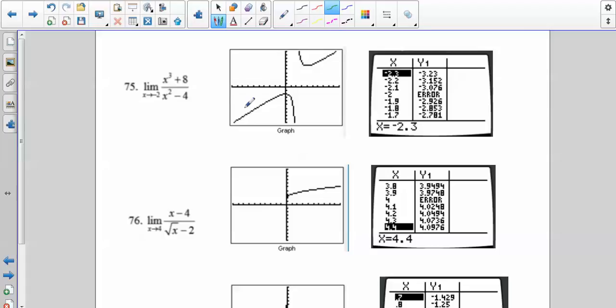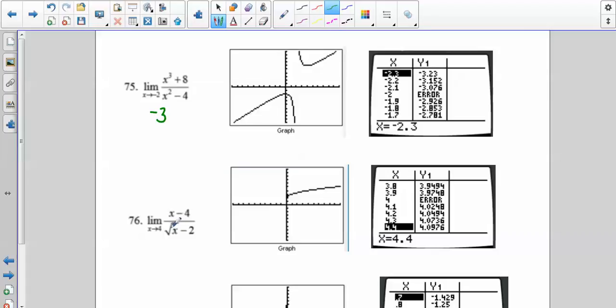So for 75, you can see your graph has a slant asymptote and a vertical asymptote, and we want to know the limit as x approaches -2. So if you look over here at the table of values, I'm approaching -2, and I do have an error at that actual value, but you can see as I approach from the left and as I approach from the right, I'm approaching a y value of -3. So using that table of values, I'm going to answer this as -3.